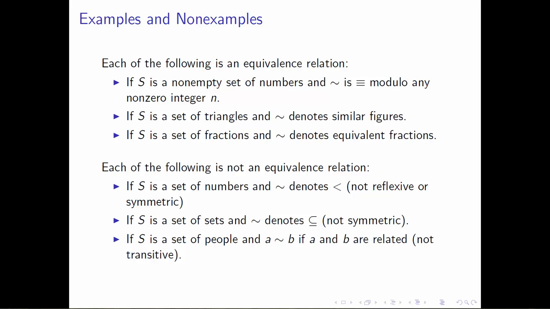As you can see here, you can build examples of relations that are not symmetric or not reflexive, but more often than not what you're going to fail is the transitivity requirement, so that's often a good place to look if you're trying to double check to see if something is an equivalence relation or not.